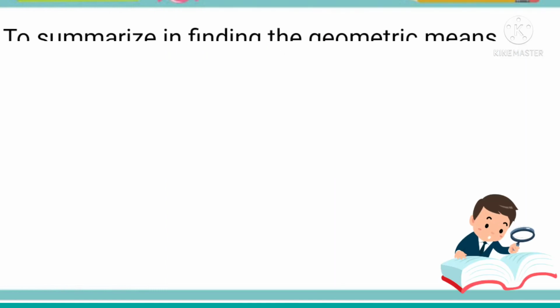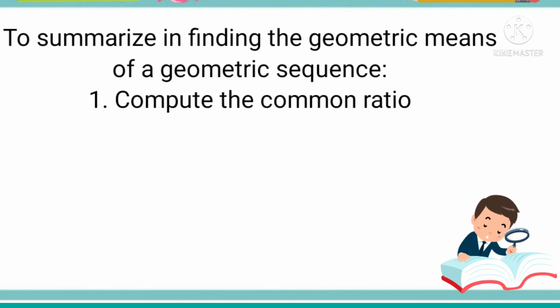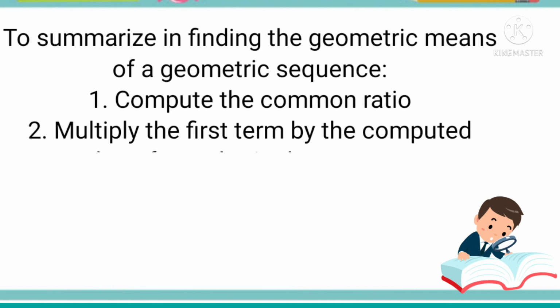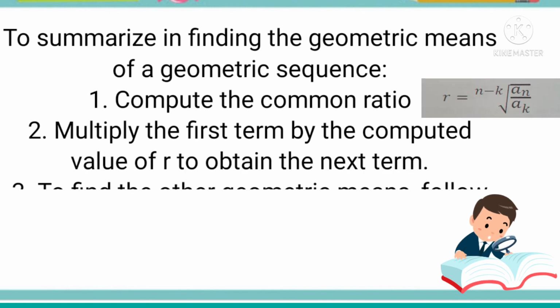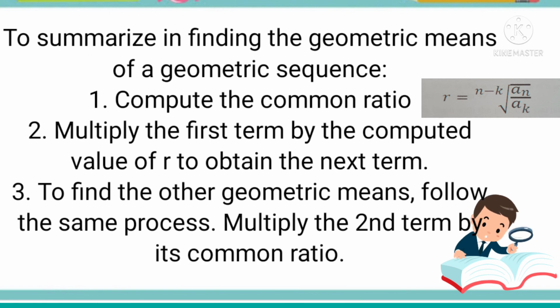To summarize, in finding the geometric means of a given geometric sequence, first, compute the common ratio using the formula r is equal to the (n minus k) root of a sub n over a sub 1. Second, multiply the first term by the computed value of r to obtain the next term. Then third, to find the other geometric means, follow the same process. Multiply the second term by its common ratio.